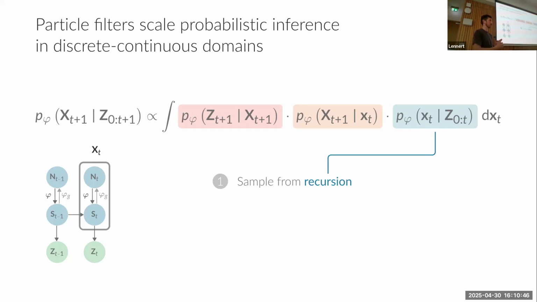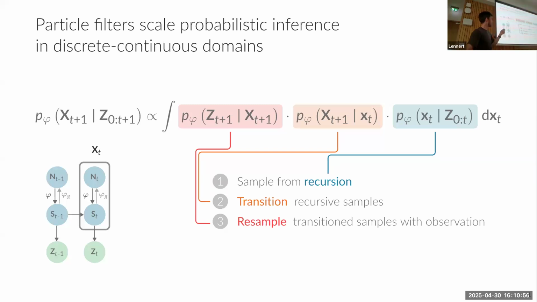You first sample from the recursive distribution. You transition those samples to the next time step because you have the transition probabilities. And then finally, because you need to satisfy this evidence variable Z, you resample, or maybe first you weigh the transitioned samples with the evidence, and in practical cases you resample, so that you have a set of samples that is now representative of the T+1 time step.